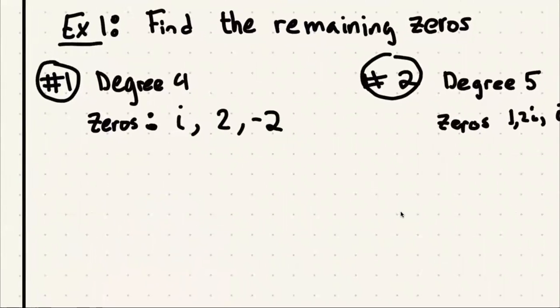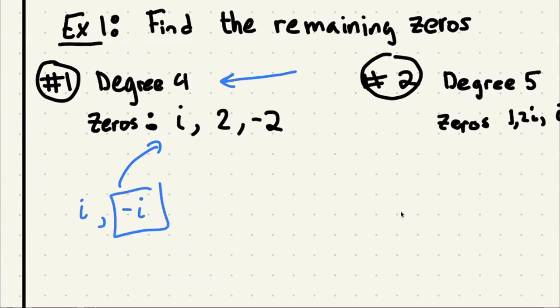So I'll show you over here. Right here you're going to notice we have a polynomial of degree 4, and it says the zeros are i, 2, and -2. So if i is a zero, then the remaining zero that you need to find is -i, and that's your conjugate pair, right? It's like having a pair of shoes. If you buy the left shoe, you get the right shoe. So if you get positive i, then you also have -i as a zero. And that's as easy as it gets. It doesn't get any more complicated than that.